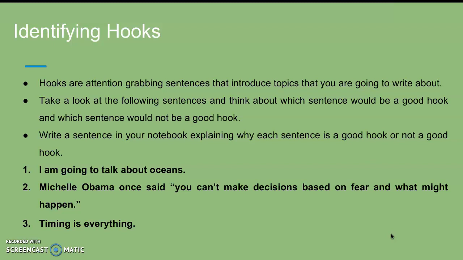Now, let's practice identifying hooks. Again, hooks are attention-grabbing sentences that introduce topics that you're going to write about. Take a look at the following sentences and think about which sentence would be a good hook and which sentence would not be a good hook. Write these sentences in your notebook and then explain why each sentence is a good or a not good hook.